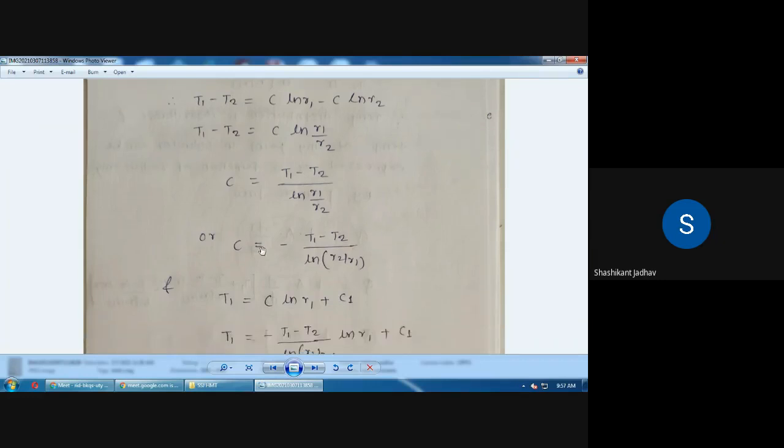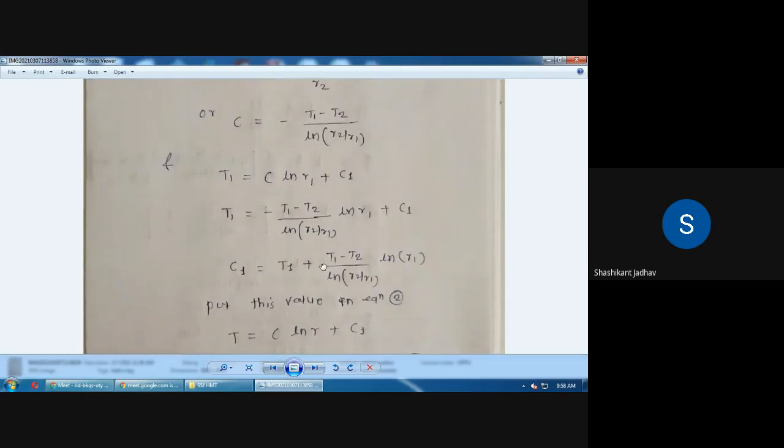Okay, or how to write this equation? So C is equal to minus, we have to take the negative sign as common. So therefore T1 minus T2 divided by ln of R2 by R1. म्हणजे वरच्या इक्वेशन मध्ये ln of R1 by R2 आहे. In the next equation that we have changed, that is ln of R2 by R1, so we have to take the negative sign. For the calculation purpose, we have taken the negative sign as common. So C is equal to what? C is equal to minus (T1 minus T2) divided by ln of R2 by R1. Okay, so this is the value of C.